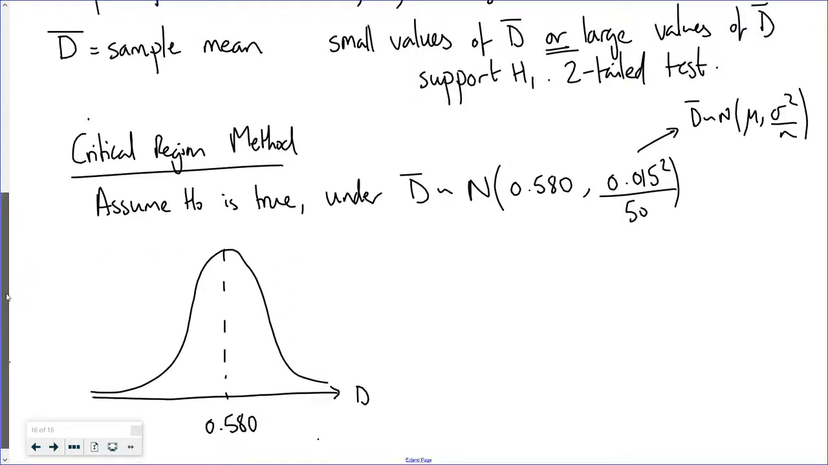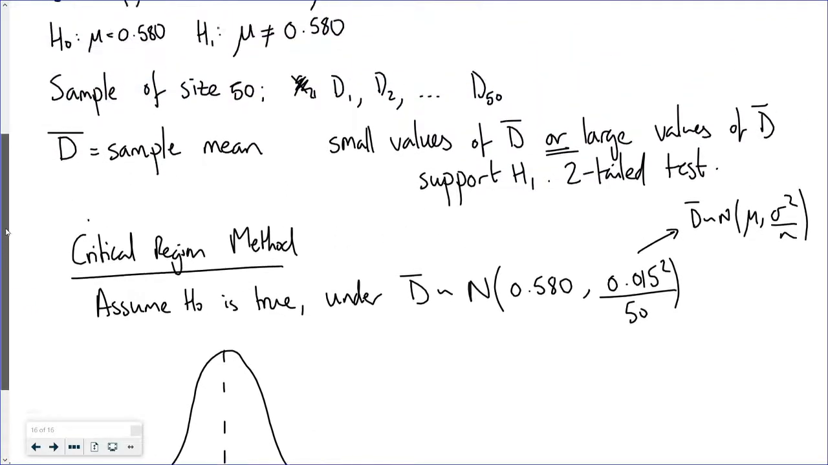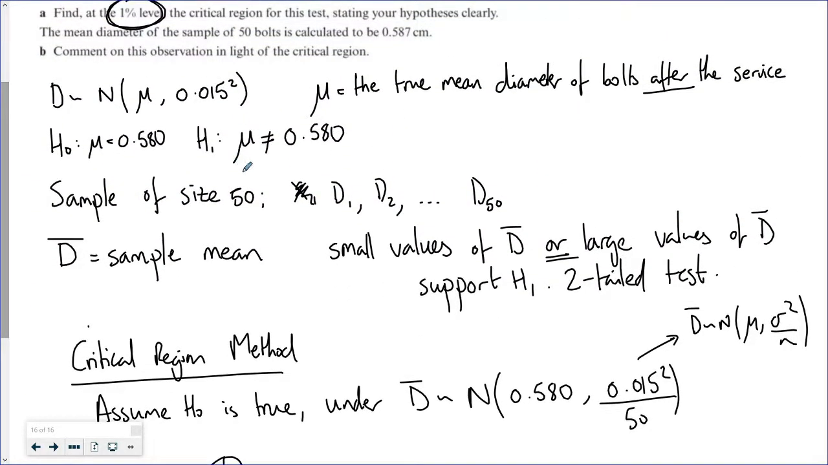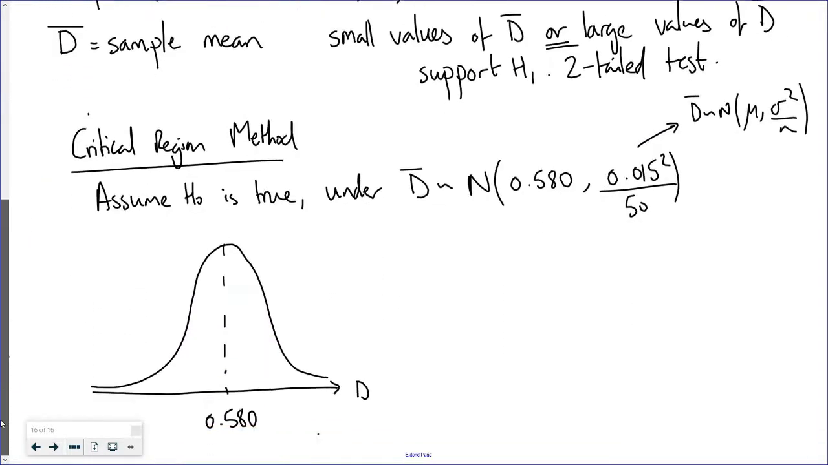So we've got to work out what values of D bar are going to be in the critical region. Well, this is a two-tailed test, because either small values of D bar or large values of D bar mean that we are going to support H1 and reject H0. So that's what makes it a two-tailed test, because we've got not equal there. So small values of D bar are going to be to the left, so somewhere here.